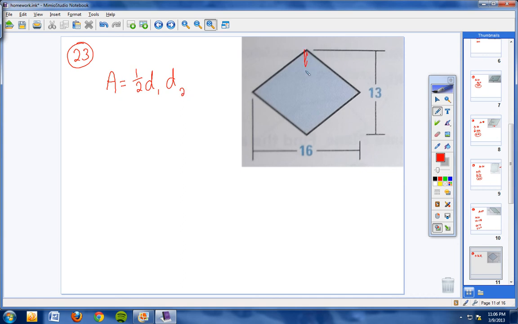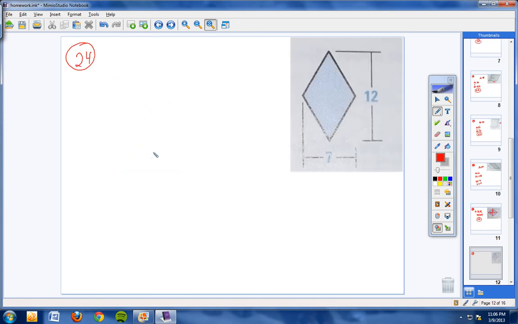So I'm going to go ahead and draw a diagonal right here, and obviously that diagonal is going to be 13. I'm going to draw a diagonal right here, and that diagonal is going to be 16. And actually I better slide that over, and we'll put it right here. Okay, so this whole line is 13, this whole line is 16. So how do I find the area of this rhombus? Well, 1/2. One diagonal is 13, the other diagonal is 16. 1/2 times 13 times 16 would be 104 square units.